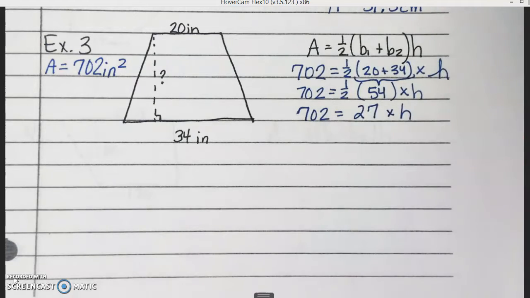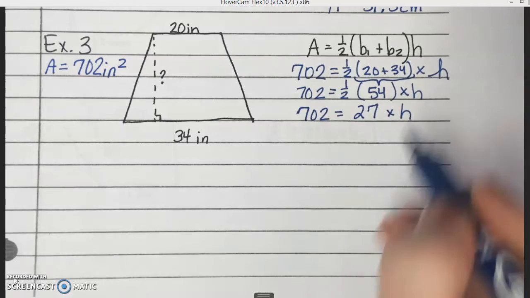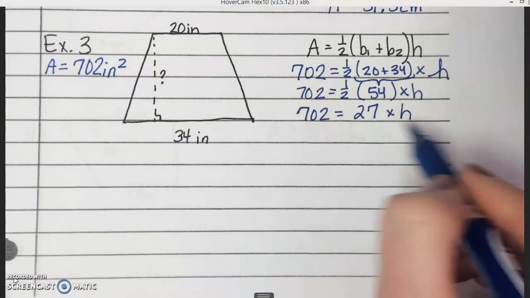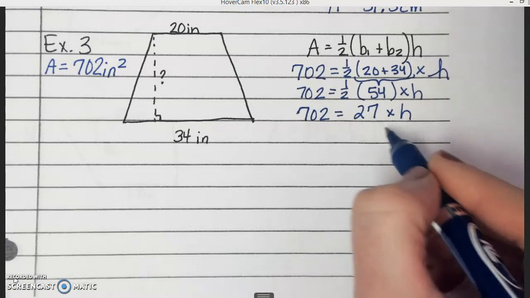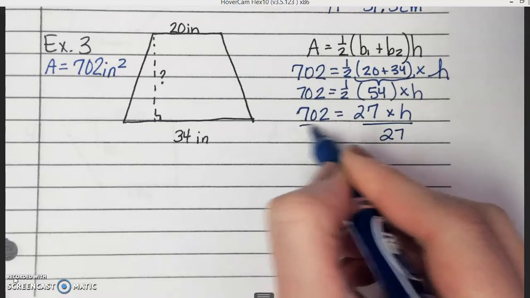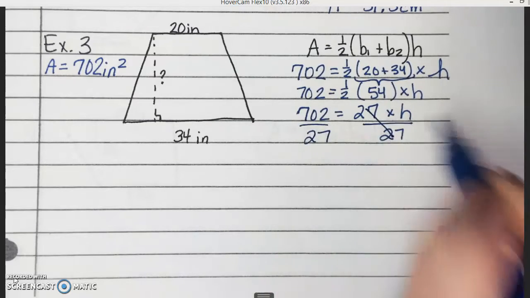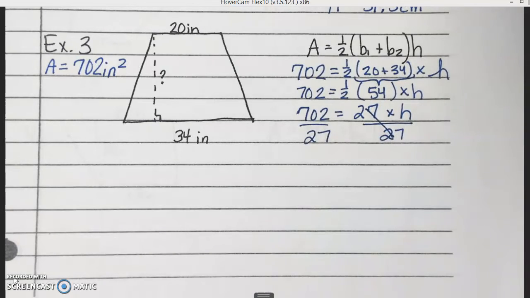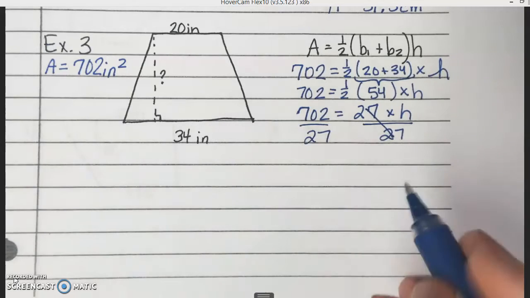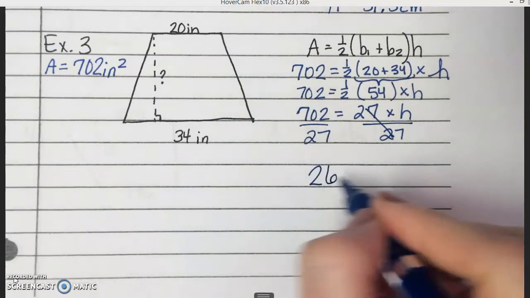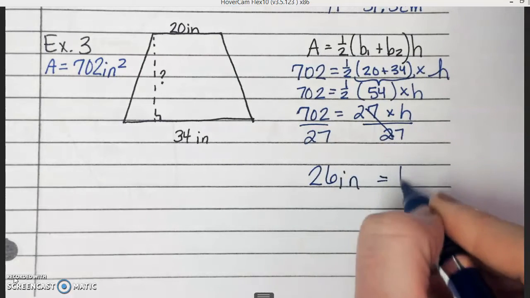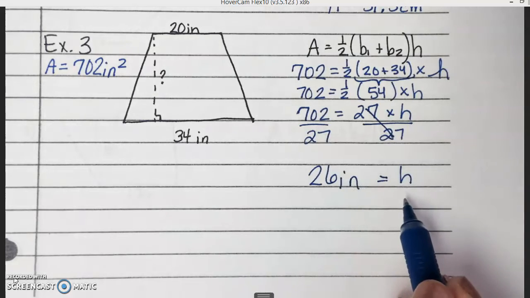Okay, so now I'm at the part where I have to solve for H. So to solve for H, I want H to be by itself. So how do I undo the multiplication? Divide by 27. These cancel out. 702 divided by 27 will give me 26, and that would be inches. And we do not square this because it's not area.